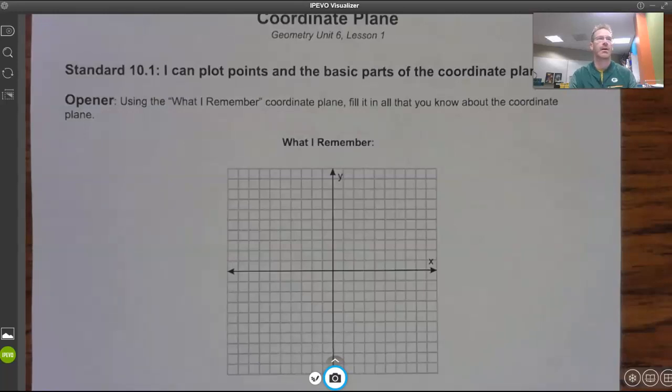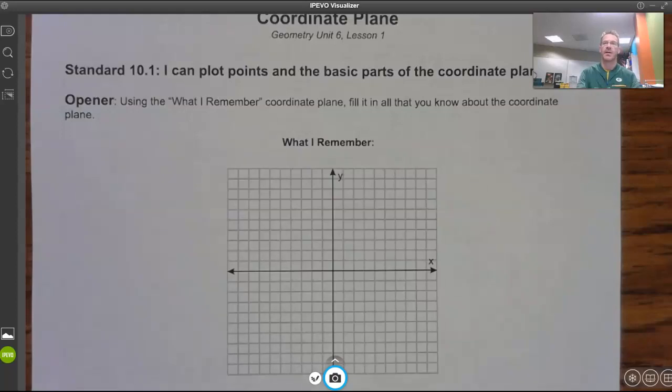All right, and we are beginning our next unit, which is Unit 6, and this is going to focus on the coordinate plane. And the good news about this unit is that it's almost all review, all right? But we're going to take a lot of the ideas and concepts that we've already talked about this year, and then we're going to look at them and examine them within the coordinate plane.